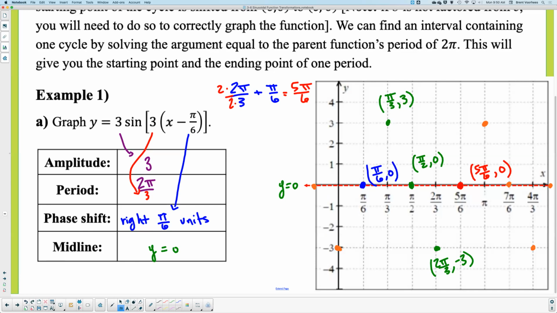Let's connect those points. Yeah, curve it. Sine and cosine are always waves, so we should curve it as best we can. Try not to straight line it. There we go.